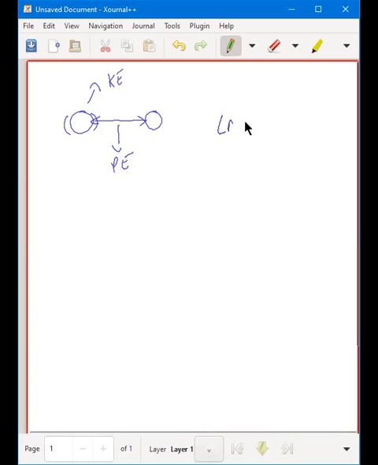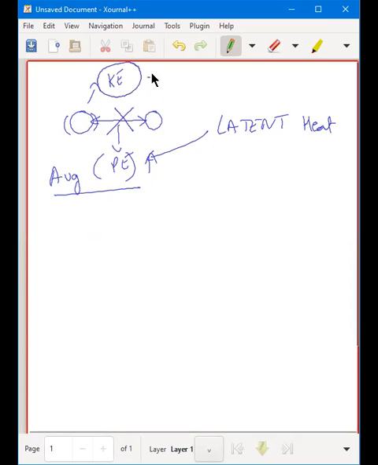This latent heat that we have, basically what does this do? It raises the average potential energy of the molecules. So once the average potential energy increases, the forces of attraction break down. The kinetic energy remains the same, or we can say the average kinetic energy remains the same. And we know that the measure of average kinetic energy of a substance is called its, what is it called?